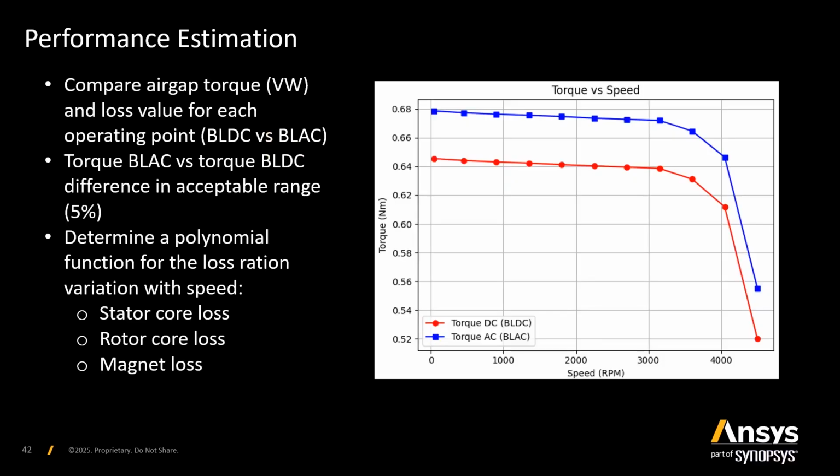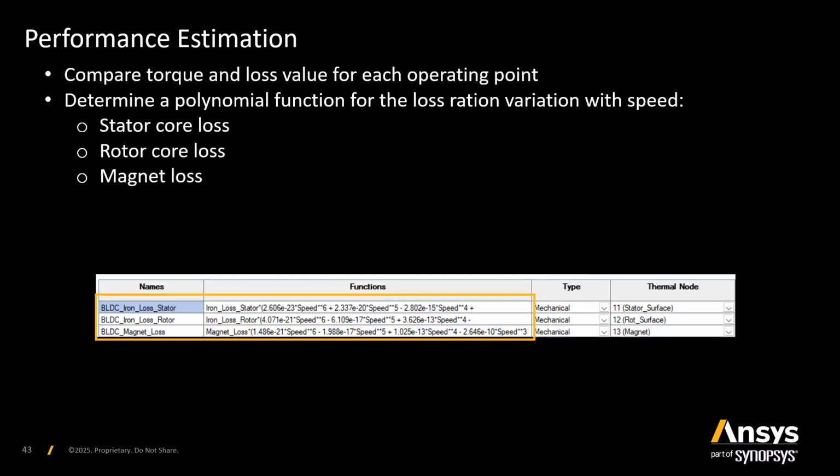These are the results from the average torque point of view for the same current density. Obviously, there is a slight difference. This is a zoomed-out graph to emphasize that there are some differences. But if you look at the numbers themselves, we are dealing with values below 4%, which is acceptable for the sake of immediate calculation of the efficiency maps for this type of machine. We determine a polynomial function for the loss ratio with speed, for stator, rotor, and magnet losses.